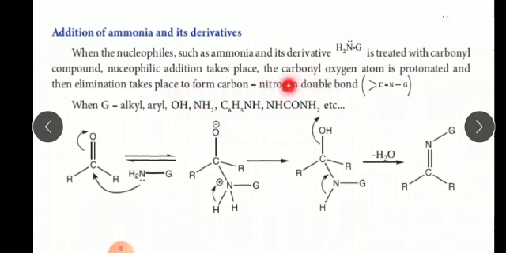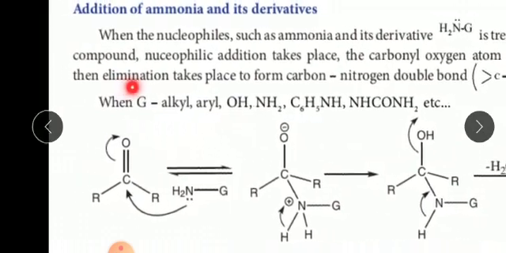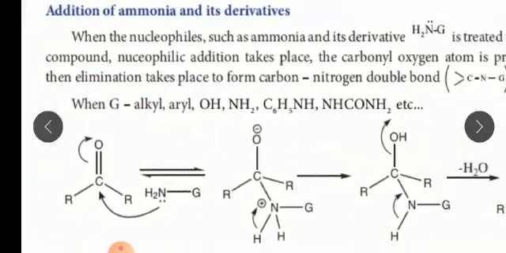In this compound, the carbonyl oxygen is protonated and then elimination takes place to form a carbon-nitrogen double bond, C=N. See here, C double bond O reacts with the ammonia derivative H2N-G, where G is an alkyl, aryl, or another group.